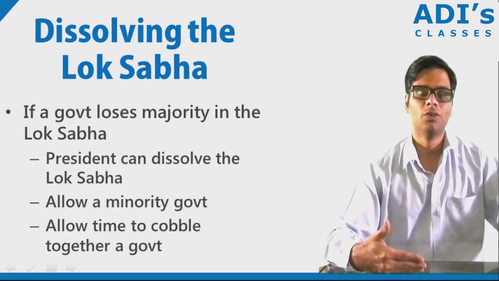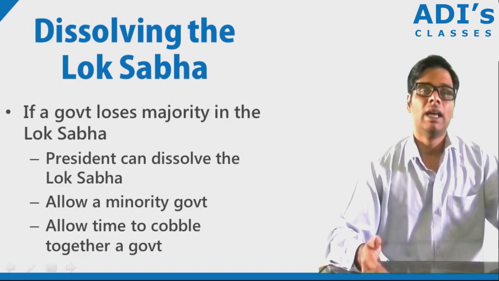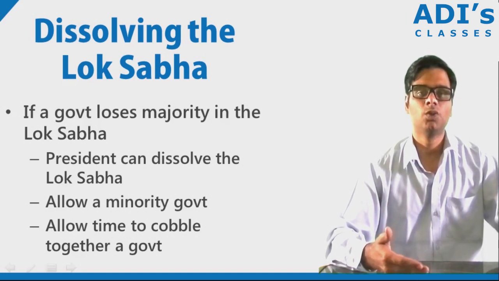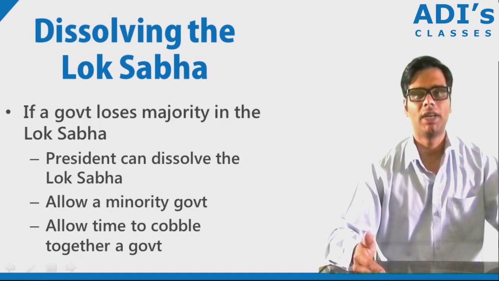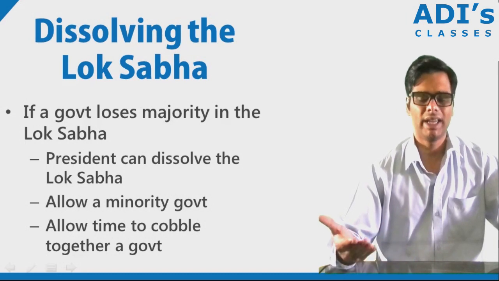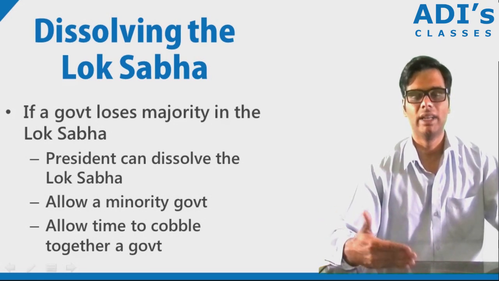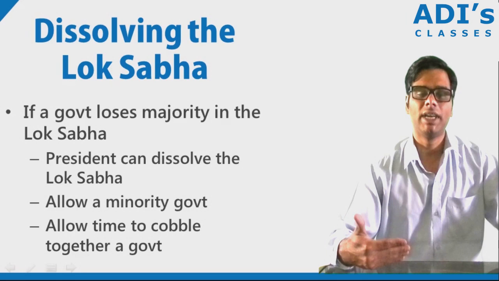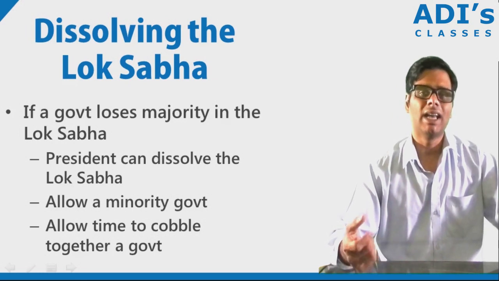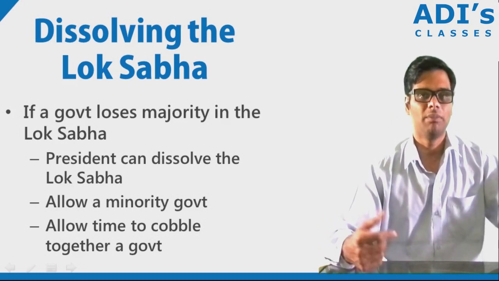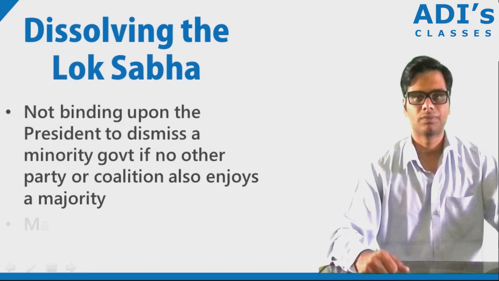After a floor test, if it is found that this party has a strength of only 270 MPs, the decision then goes to the president whether he chooses to dissolve this government or gives it more time to cobble together a majority by taking MPs from other parties. Of course, nothing illegal will be accepted, like horse trading, which is illegal. But if some other MPs or independents are willing to support the government and it can cobble together a majority, then the president has the discretion to give this government some time. So even a minority government can run if the president allows it.